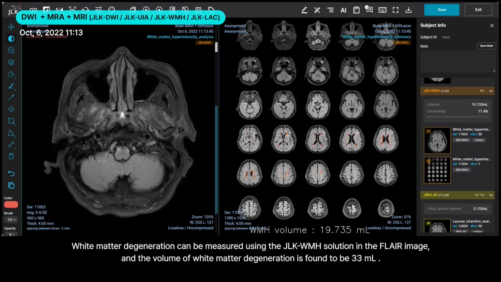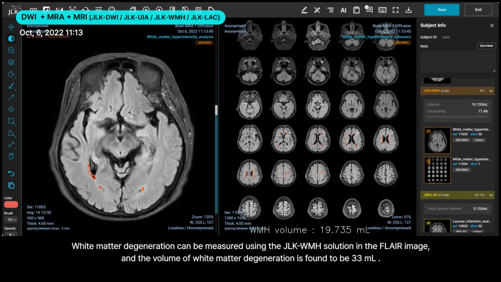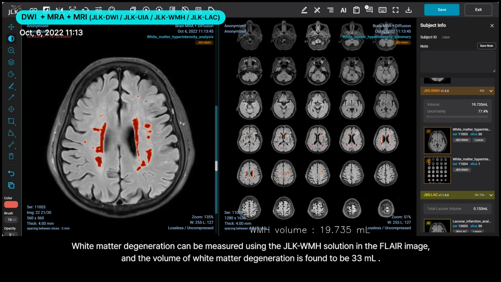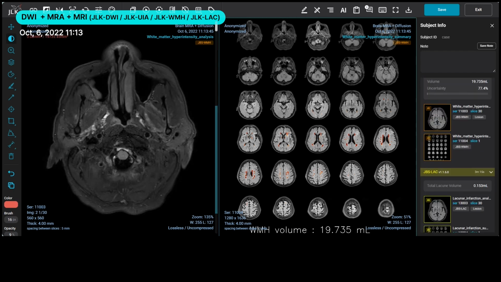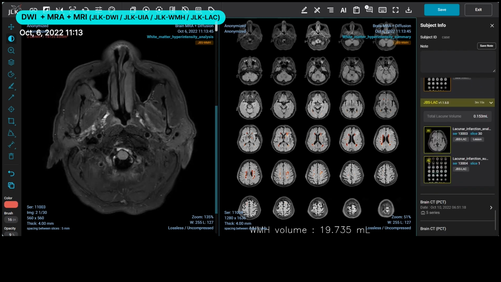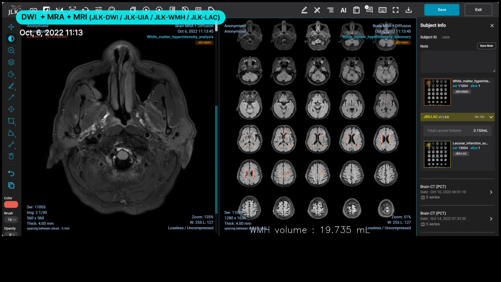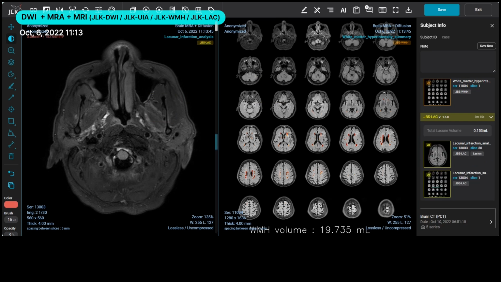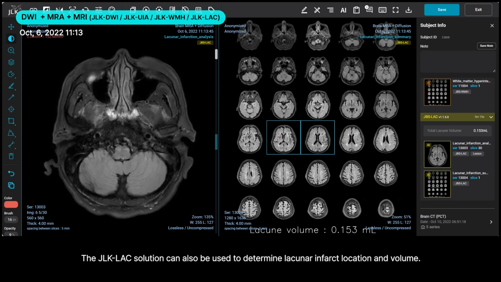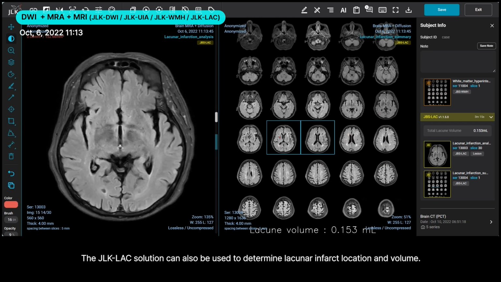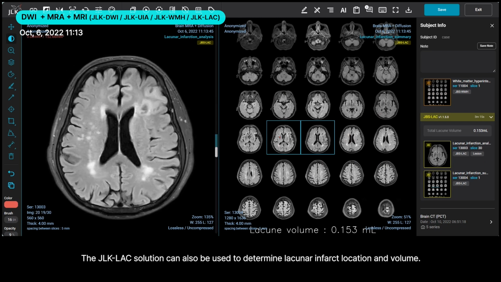White matter degeneration can be measured using the JLK-WMH solution in the FLAIR image, and the volume of white matter degeneration is found to be 33 milliliters. The JLK-LAC solution can also be used to determine lacunar infarct location and volume.